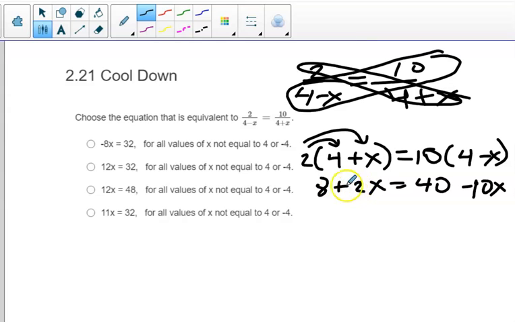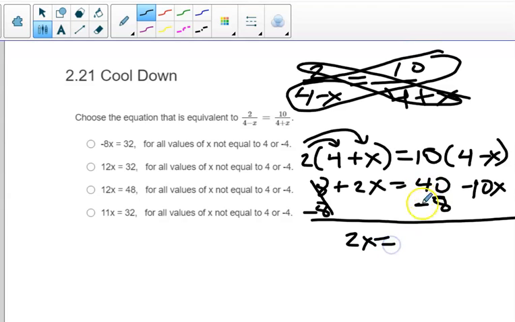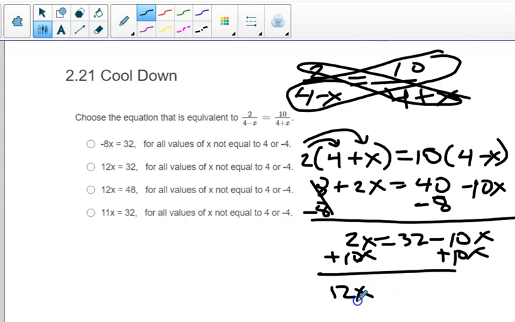So from here, I've got to see if I can make this look like one of these. Maybe I could try subtracting 8. This would be 2x equals 40 minus 8, which is 32, minus 10x. Let's move the 10x to the other side, and that should be enough. 12x equals 32. That looks like this one right here.